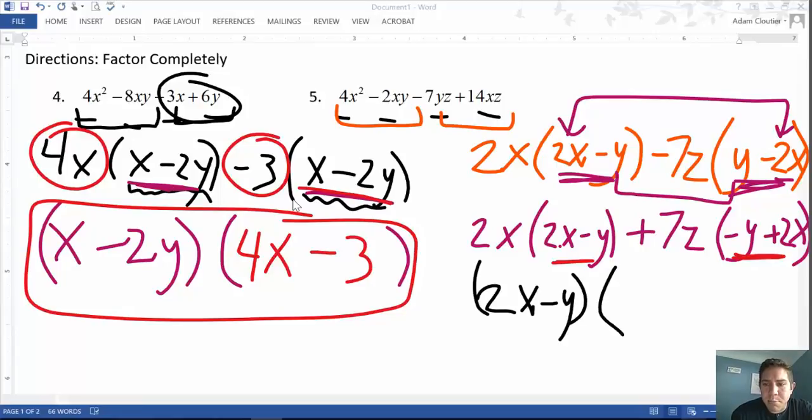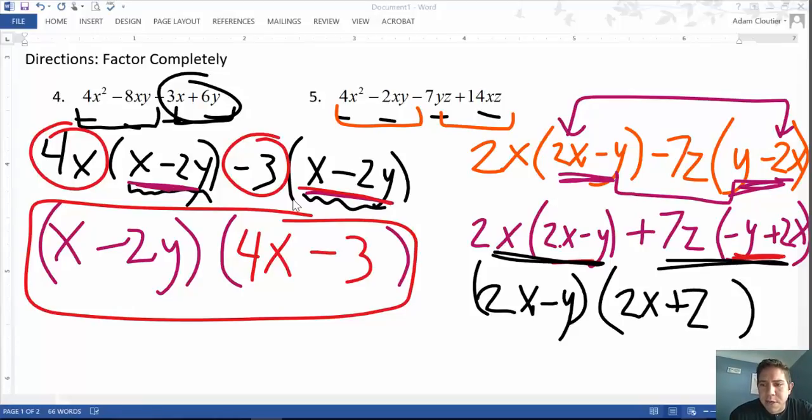If I pull that out of both this term and that term, I'm left with 2x from the first term, and then a plus 7z from the second term. And let me just erase that just to make it look a little bit more official. Plus 7z, and that is our final answer.